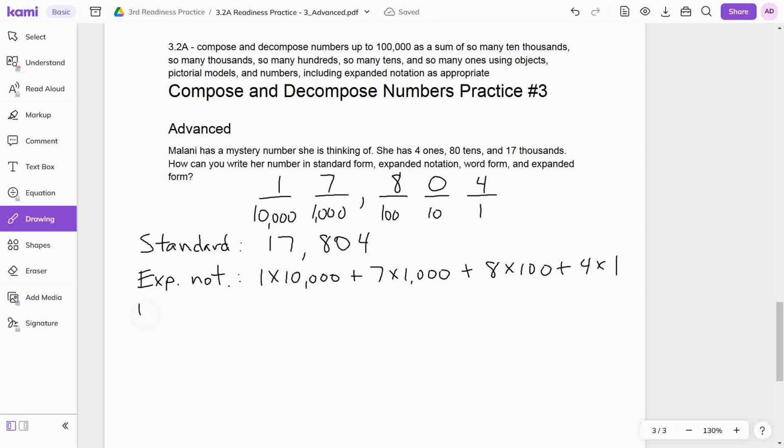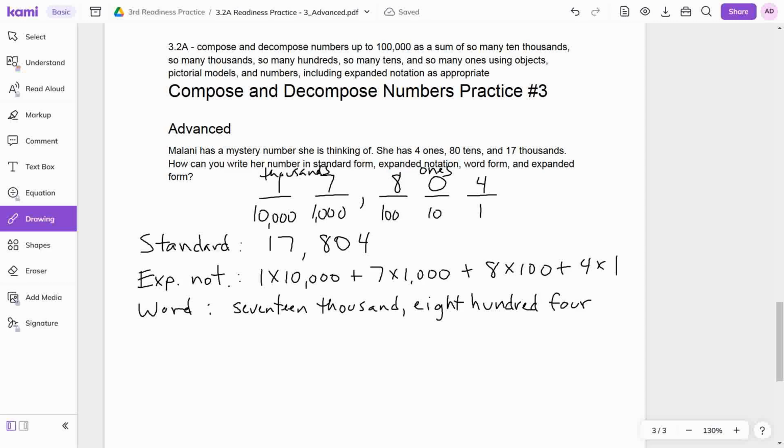Now I need word form. All right, so once again, we need to note each family. So this is my thousands family, my thousands period, it's separated by the comma. This is my ones. And so I'm going to say the whole number in the family, 17. And then I'll say the family name. So 17,000. Still use the comma in the same spot. And then 804, not 804 and. We're saving our ands for decimals starting at 4th grade. 804, and then we don't say the family name.